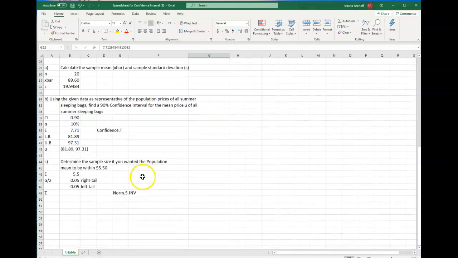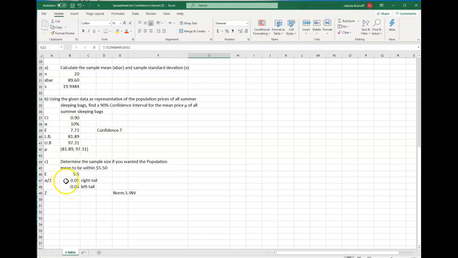Now, let's say we take a look at it and we say $7.71 is too large of a margin of error. I really want something smaller. I want the population mean to be within $5.50 of the $89.60. I want it to be a little bit tighter.